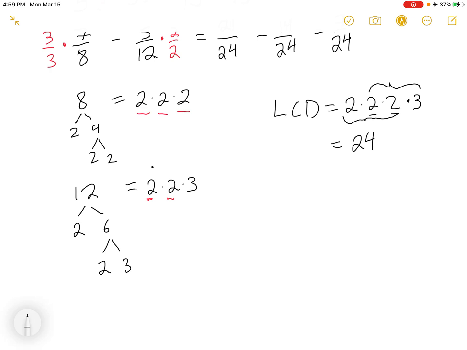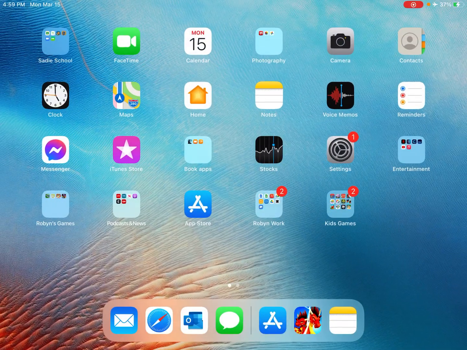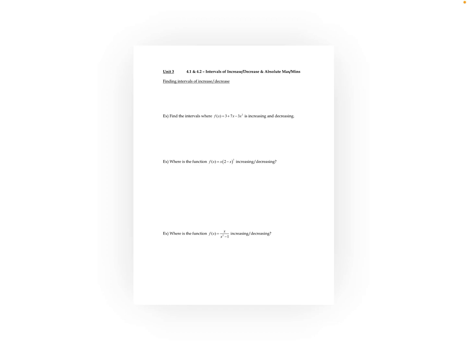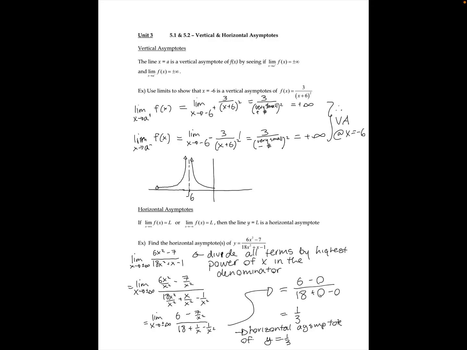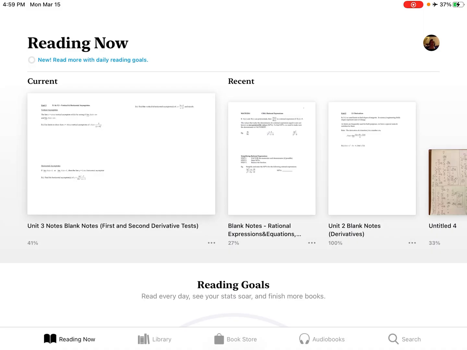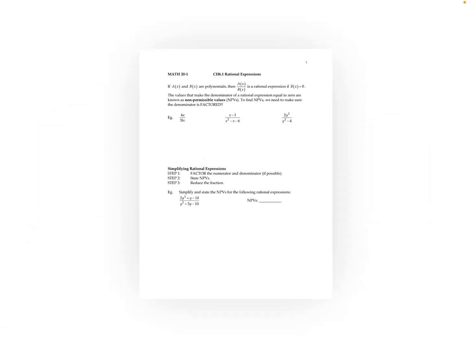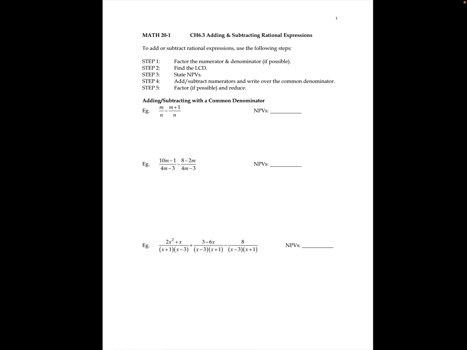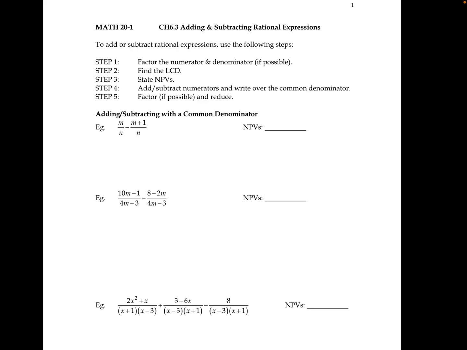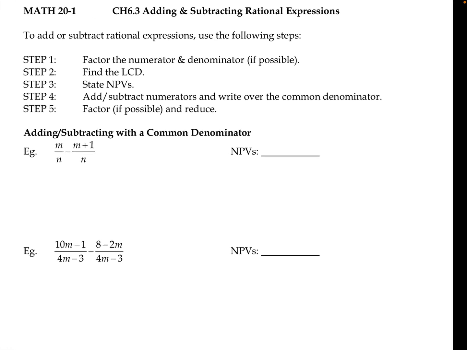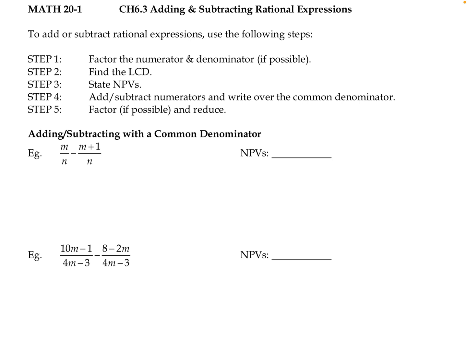Okay, now let's go on to the topic of the day. Where are we? Nope, this is not us. This is calculus. Let's go to 20-1. Here we are. All right, and here's where we left off yesterday. Perfect. Okay, so how are we going to do these?